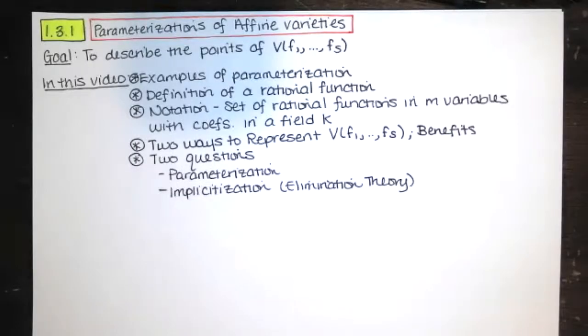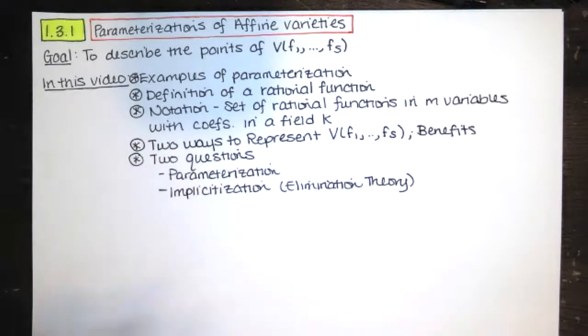In this video, we'll discuss the parameterizations of affine varieties. And basically, the goal of this is to be able to describe all of the points of the affine variety V defined by the functions f sub 1 through f sub s, where f sub 1 through f sub s are polynomial functions in n variables x sub 1 through x sub n.